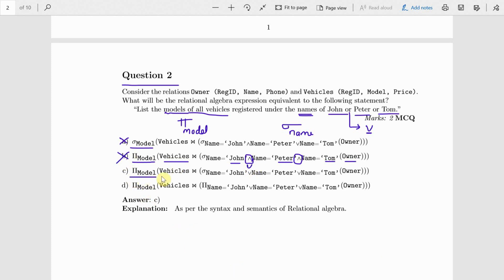Option C, pi model. Vehicle is joined with owner. Condition is sigma, perfectly right. Name is John, OR operator is used, it is perfectly right, Peter or Tom. So the answer for the question is option C. We will see why option D is wrong. Pi model, okay. Vehicle is joined. Name John or Peter or Tom, owner. It is looking correct, but this is a condition. Conditions we should write using sigma. That's why option D is wrong. So the answer for question 2 is option C.